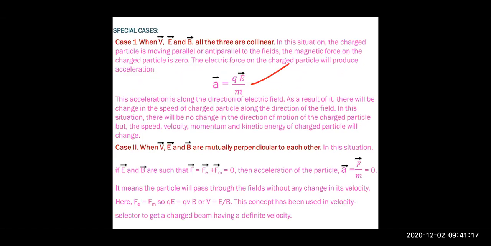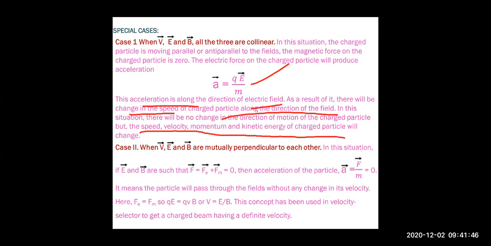So it will increase in the direction of the electric field. Only its speed is going to increase. There is going to be no change in the direction. In whichever direction it is moving, it is going to move in the same direction. No change in direction. Only there will be change in the speed, velocity, momentum, and kinetic energy. Right, children? This is the case when V, E, and B are collinear, meaning they are either parallel or anti-parallel.